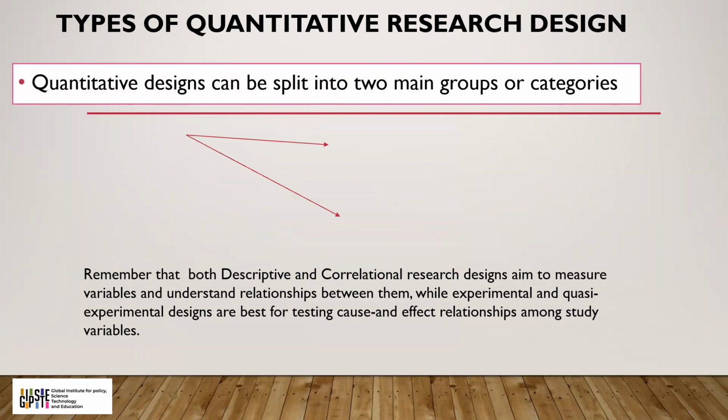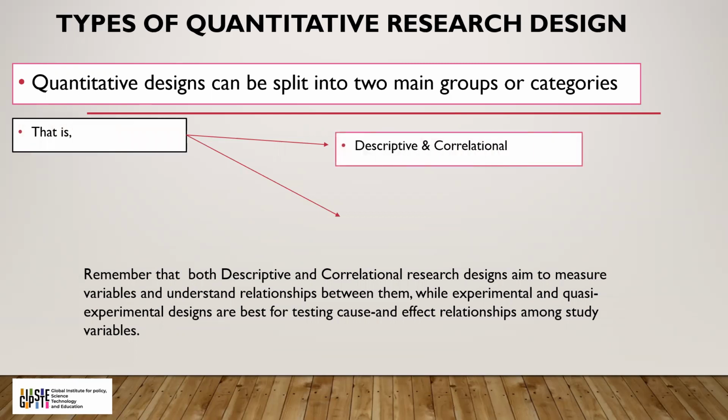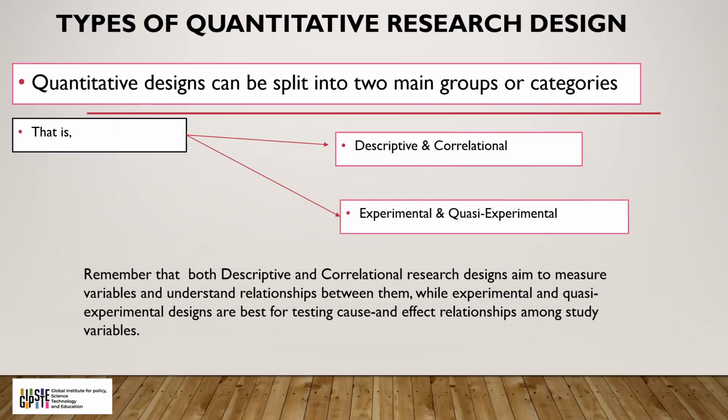Let's look at the quantitative design. Quantitative design can be split into two main groups or categories or broad forms. That is, we have the descriptive and correlational, that is the first category. Then the next category, the experimental or quasi-experimental design.